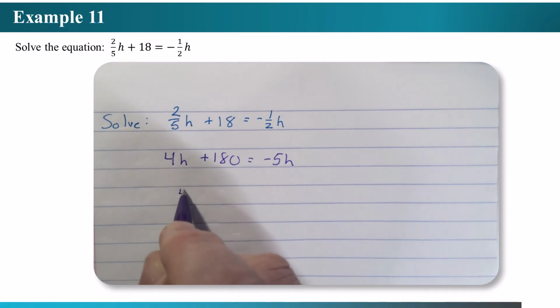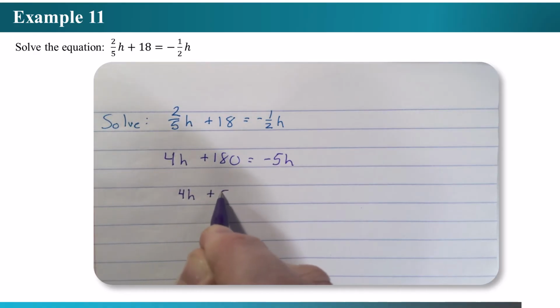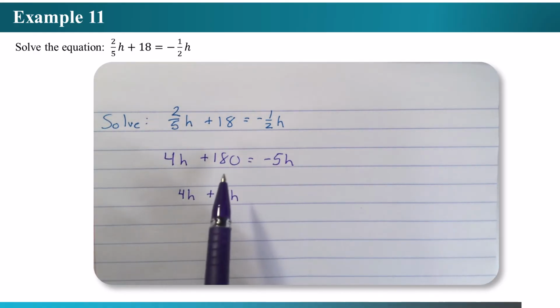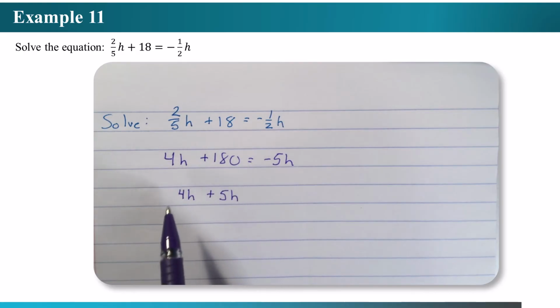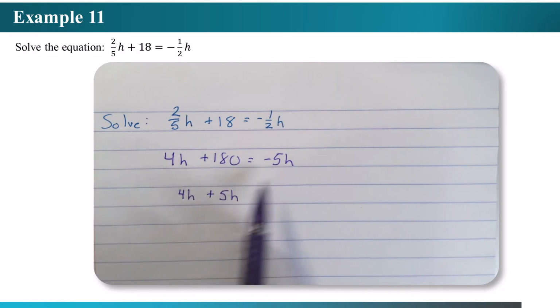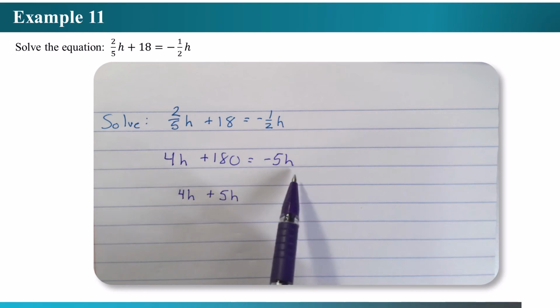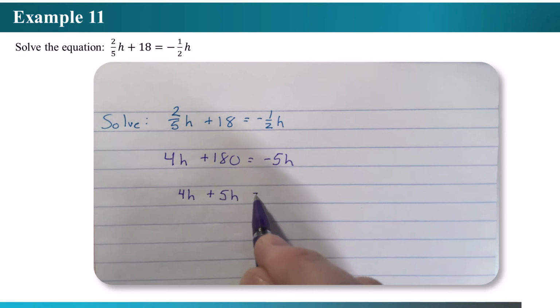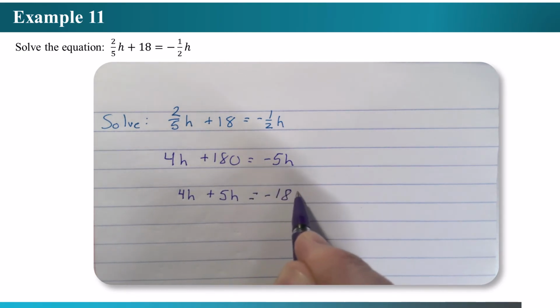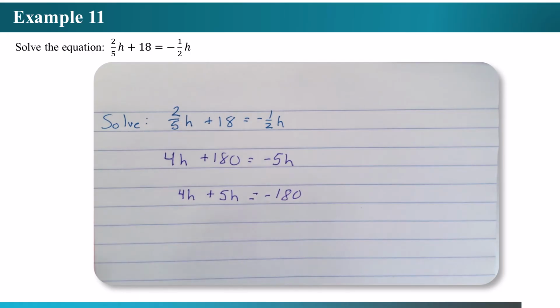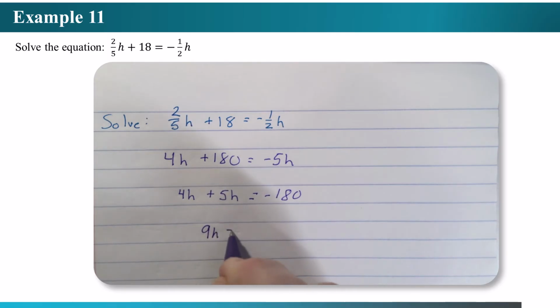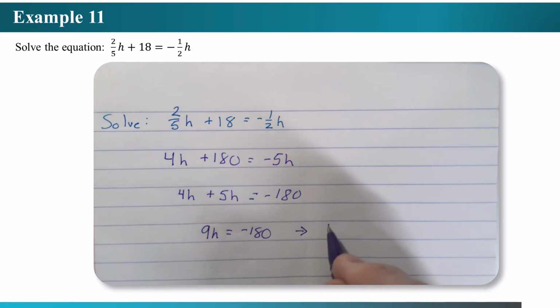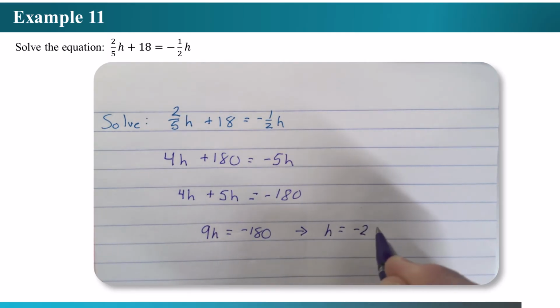So I've got 4h that's already over here, and a positive 5h. Now I'm going to do sort of the same thing here with the 180. I'm going to subtract 180 from both sides, or I can just think about that as dragging it over. I end up with a negative 180 on the right-hand side. So 4h plus 5h looks like that's going to give me 9h equals negative 180. And if I divide both sides there by 9, I end up with h equals negative 20.